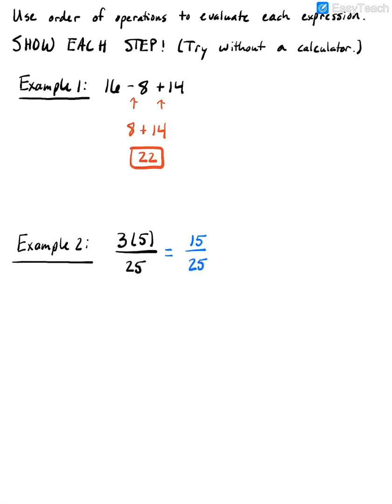Now here you can go one of two ways. You can actually simplify the fraction and get 3/5 because they both are divisible by 5. So you can divide both by 5 to get the 3 on the top and the 5 on the bottom. Or here I'd be okay with you plugging 15 divided by 25 into your calculator to get the decimal of 0.6. Either of those answers are very acceptable.